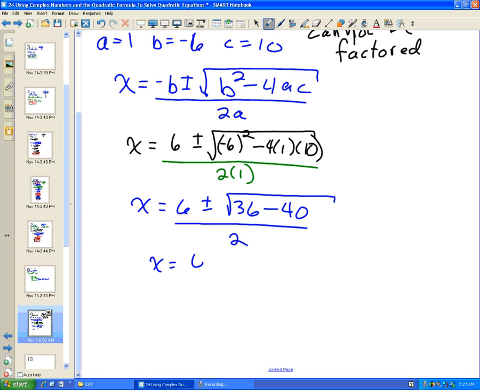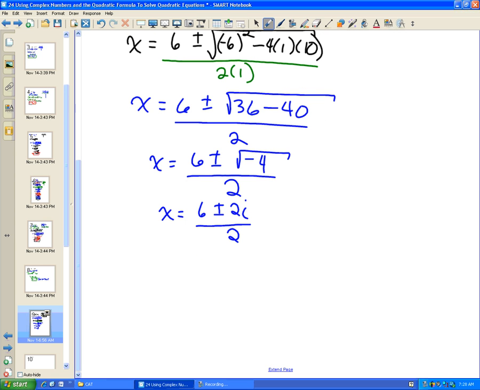So x is equal to 6 plus or minus the square root of 36 minus 40, over 2. That's negative 4. 4 is a perfect square, and the negative can bring an i out. So x is equal to 6 plus or minus 2i over 2. And again, I can simplify this. I can reduce the 6 and the 2 with the 2 underneath. The 6 and the 2 reduce to a 3, plus or minus the 2 and the 2 reduce to i. So this is 3 plus or minus i, and that's my answer for this quadratic formula.